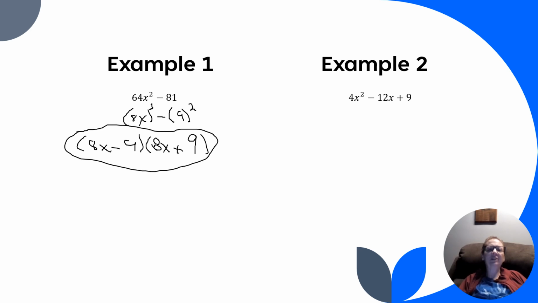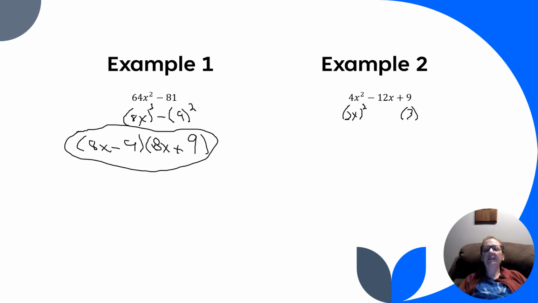So this one is just a matter of recognizing that pattern. Okay, example 2, we know we're dealing with a perfect square trinomial, so I'm going to show you how this works if you're trying to recognize that pattern. So I'm looking at the first term and I'm saying, is that a perfect square? It is. Is the last term a perfect square? Yes, it is.